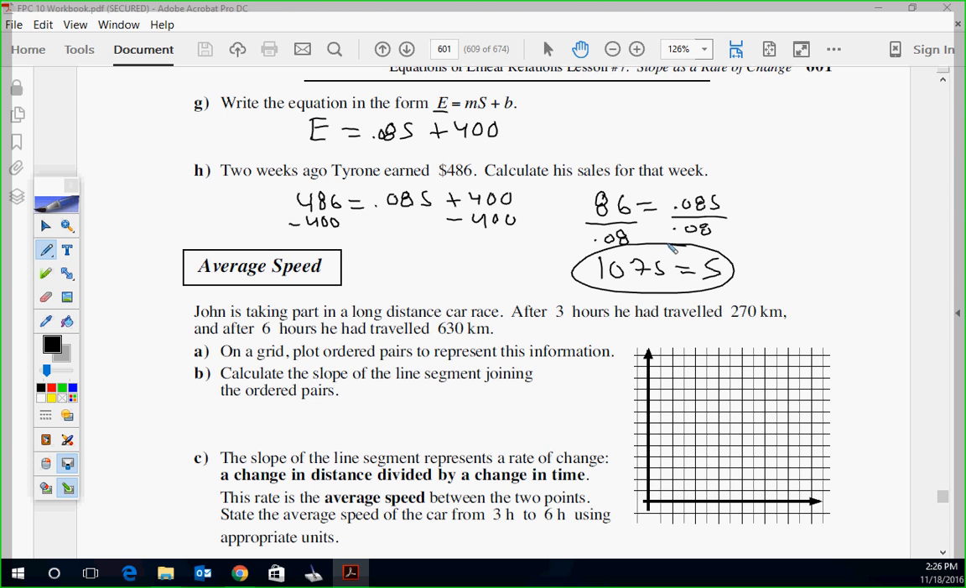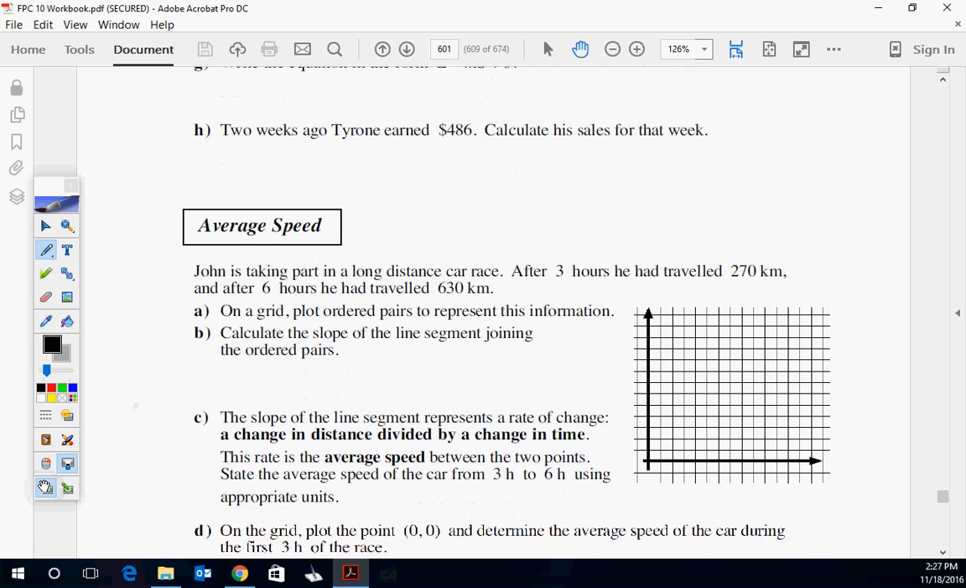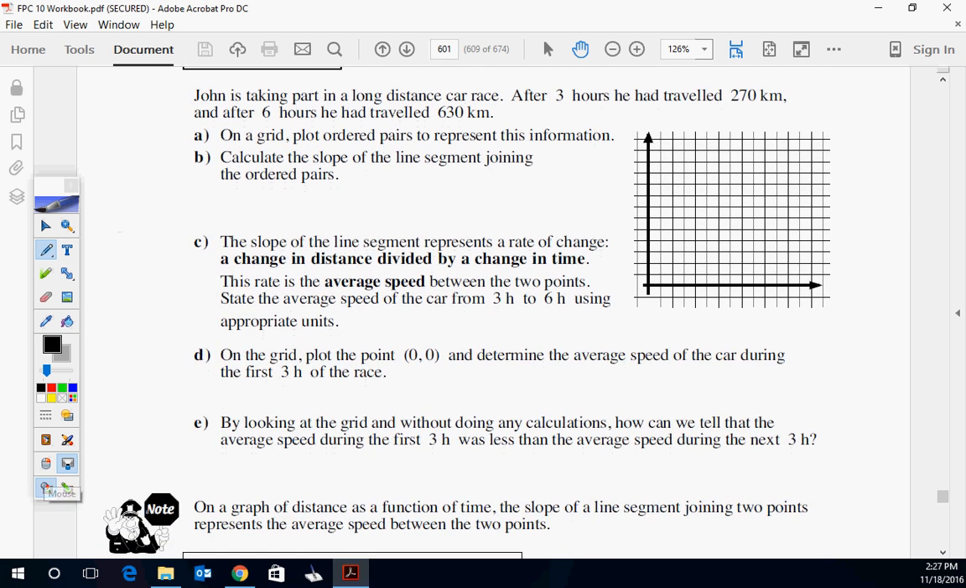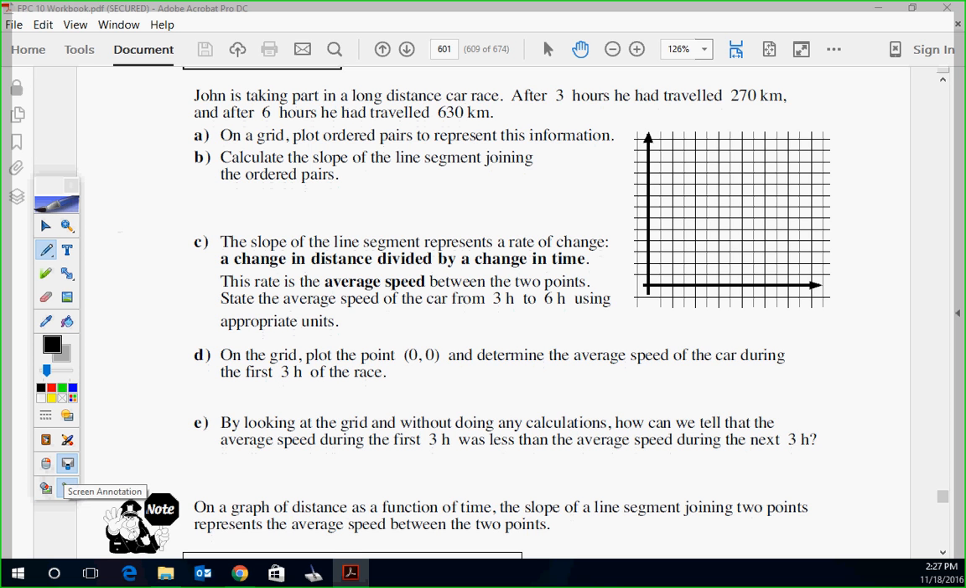Okay, all right, we're in our last section here. Okay, John is taking part in a long-distance car race. After 3 hours, he had traveled 270 kilometers. After 6 hours, he traveled 630 kilometers. On a grid, plot the ordered pairs.